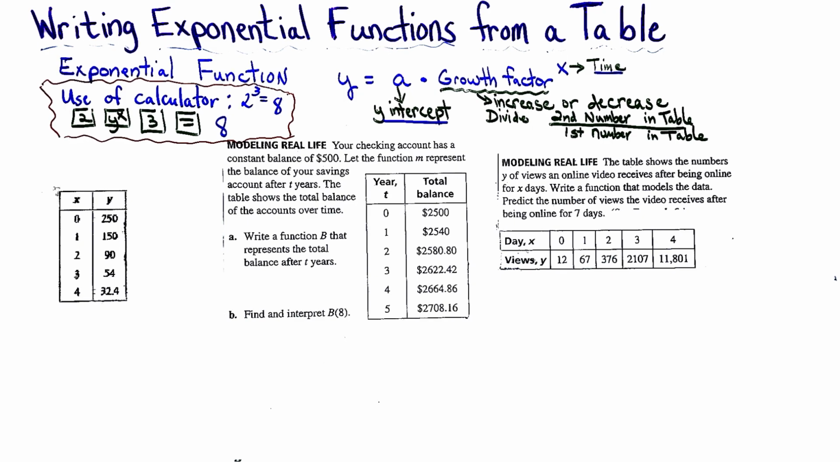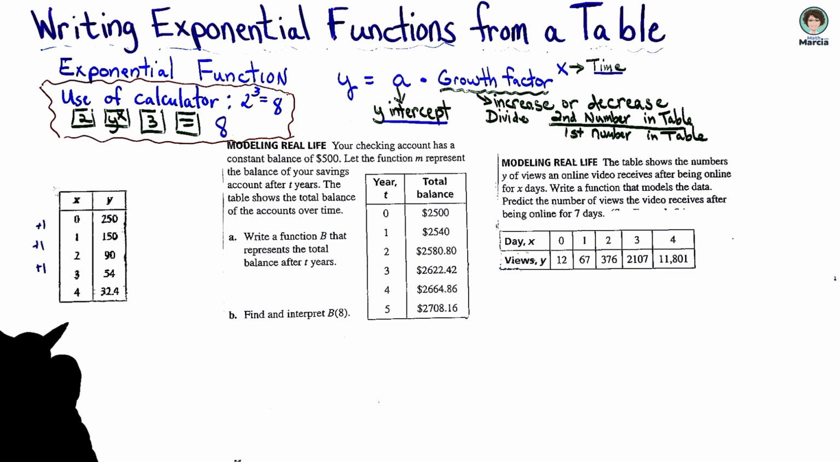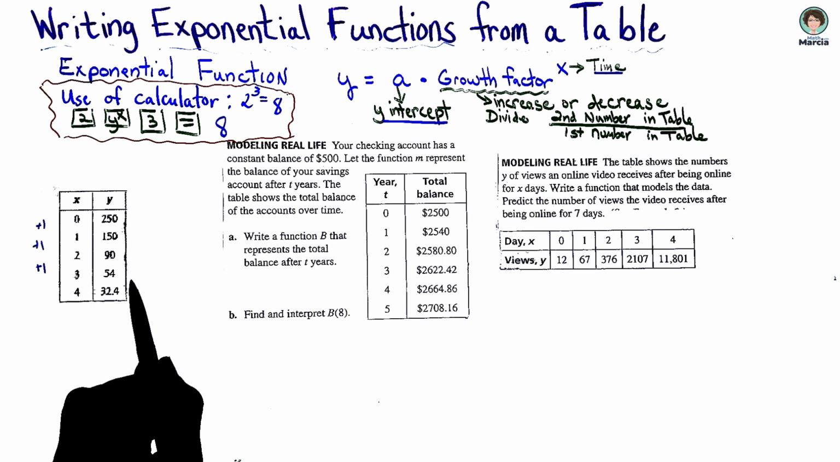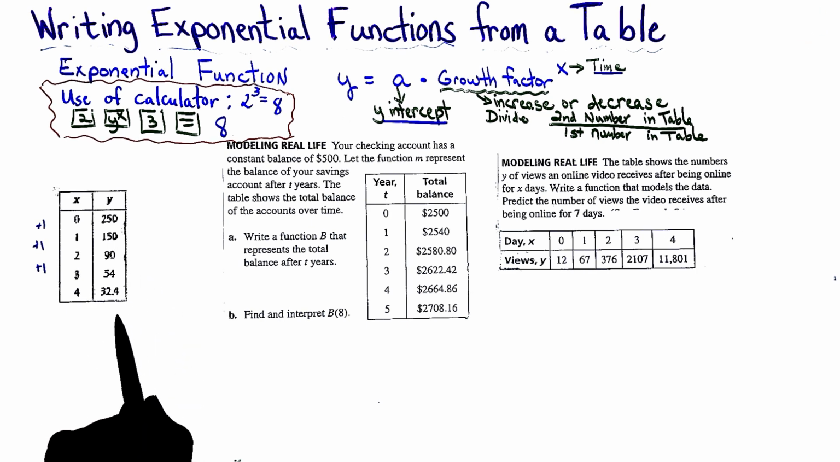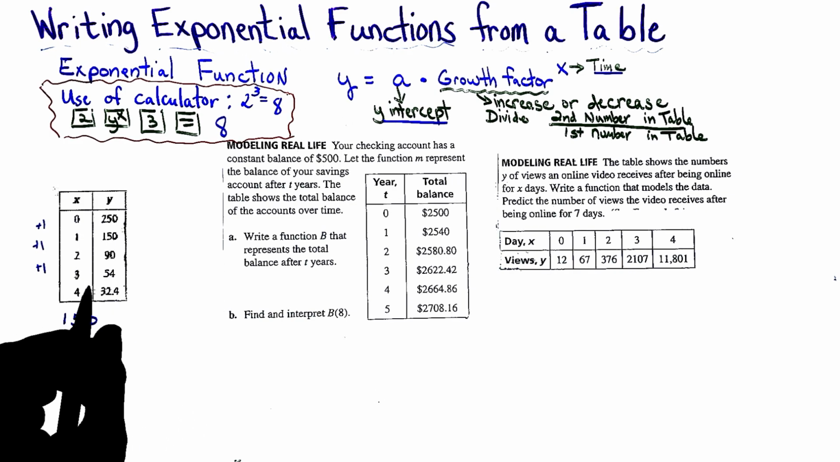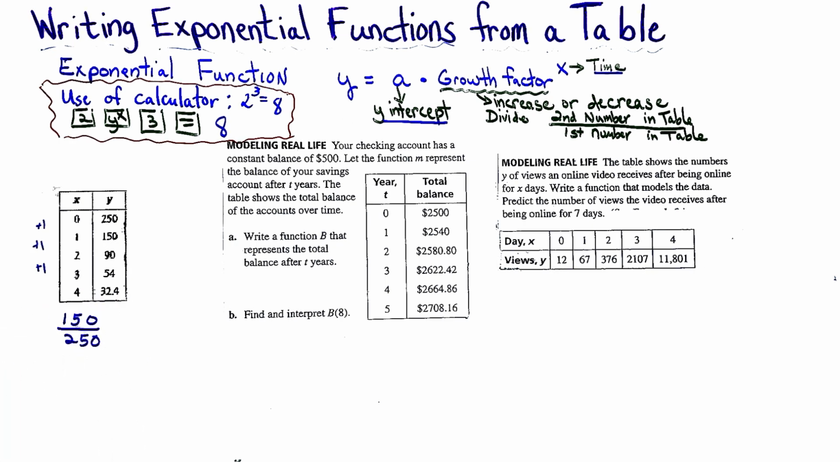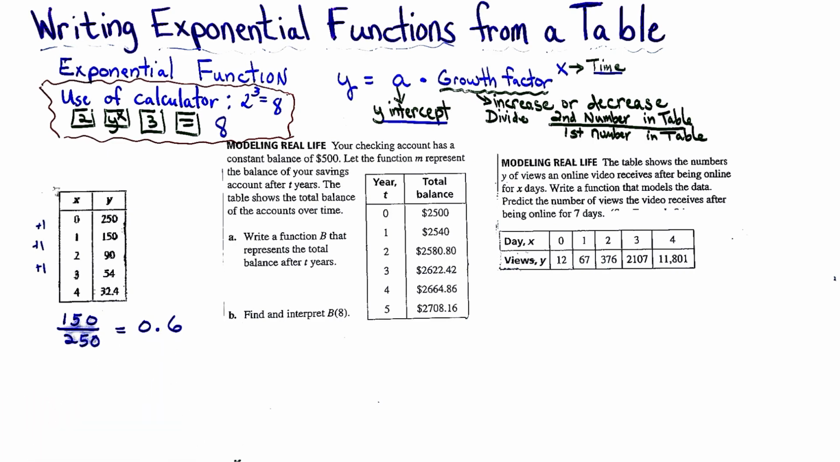So let's look at the first problem. Here's our table of x and y. We see that x does increase by ones. But remember, this is an exponential function, and it's not easy to see what is being multiplied, or for this one, divided, because it actually is going down. So in order to work this problem, I am going to write 150, the second number in the table, over the first number in the table. And when I put that in my calculator, I get 0.6.